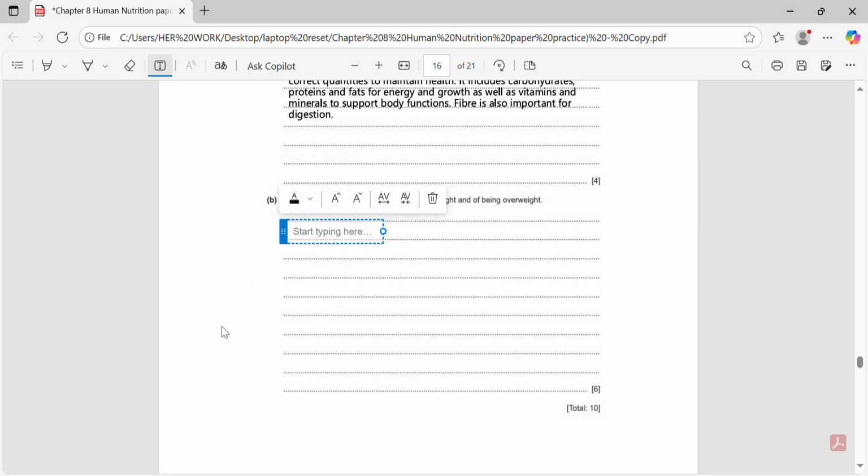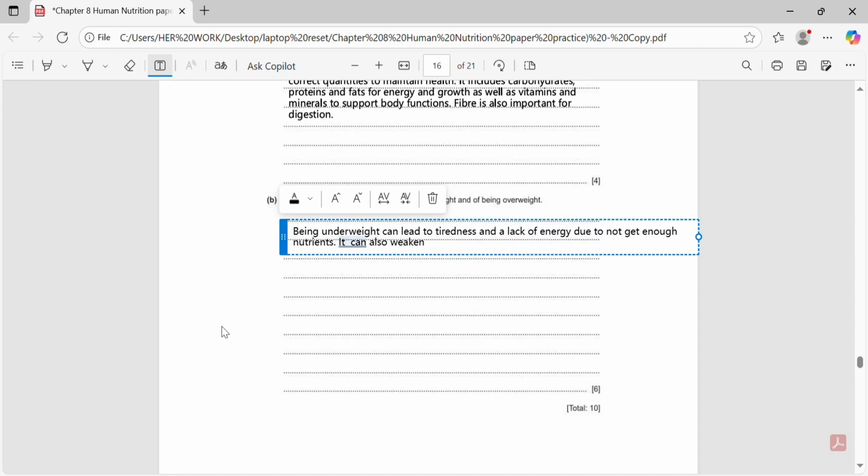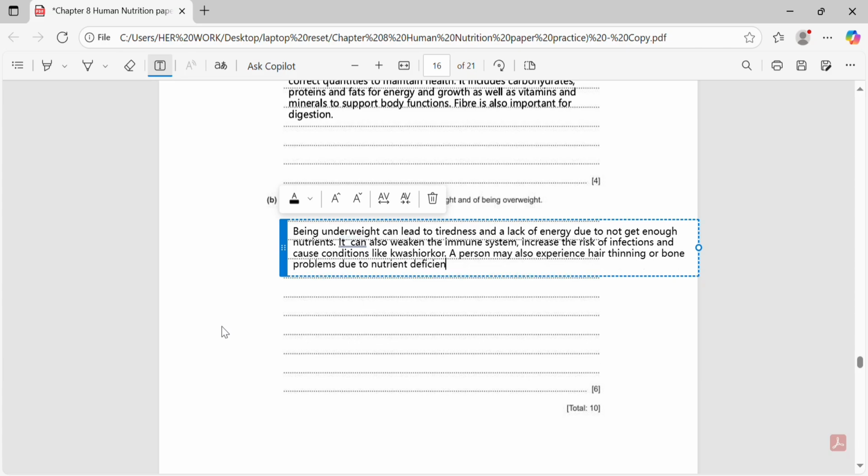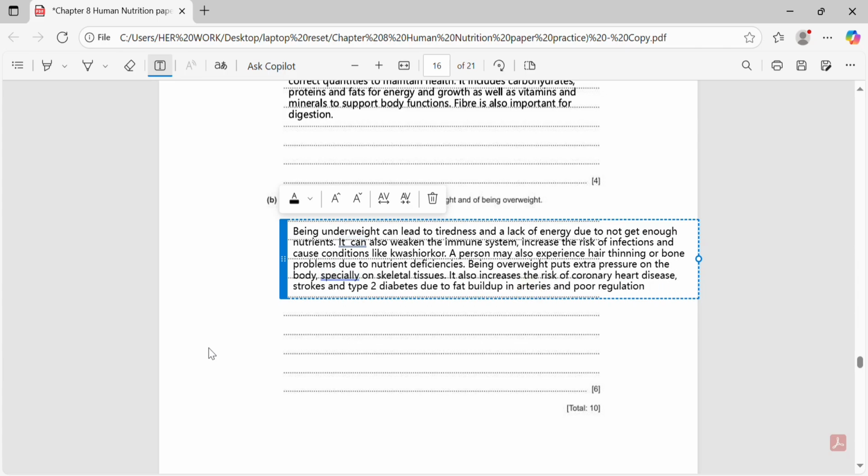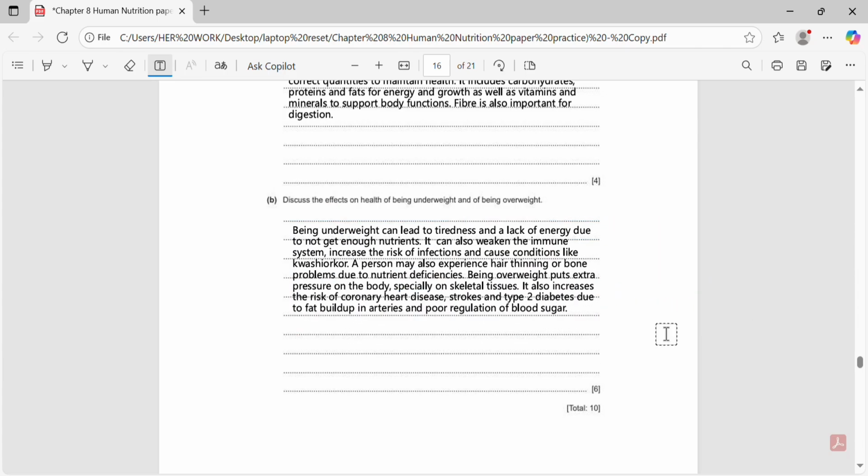And the answer for this is, being underweight can lead to tiredness and a lack of energy due to not getting enough nutrients. It can also weaken the immune system, increase the risk of infections, and cause conditions like kwashiorkor. A person may also experience hair thinning or bone problems due to nutrient deficiencies. Being overweight puts extra pressure on the body, especially on joints, which can cause joint or skeletal issues. It also increases the risk of coronary heart disease, strokes, and type 2 diabetes due to fat buildup in arteries and poor regulation of blood sugar.